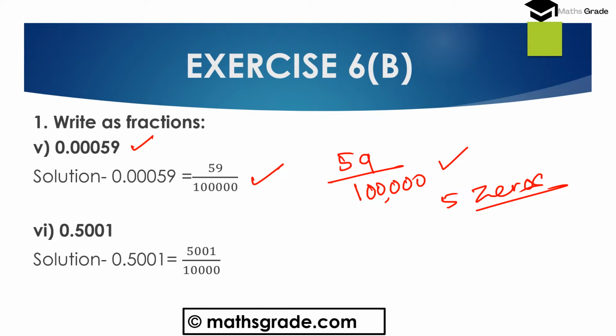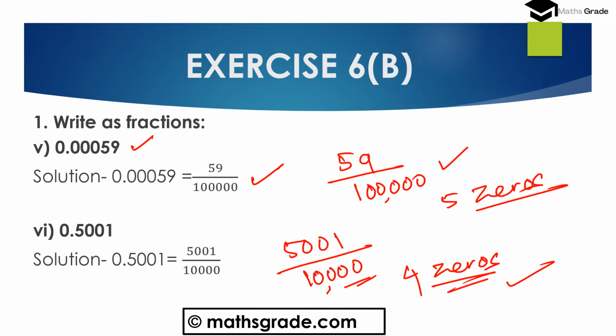Now the sixth part, 0.5001. After the decimal point there are four digits, so we have to divide 5001 by 10,000 because 10,000 has four zeros. So 0.5001 is 5,001 divided by 10,000, because 0.5001 has four digits.